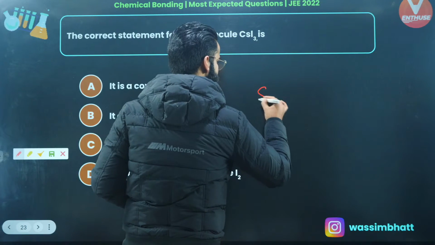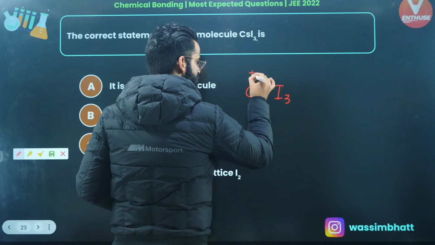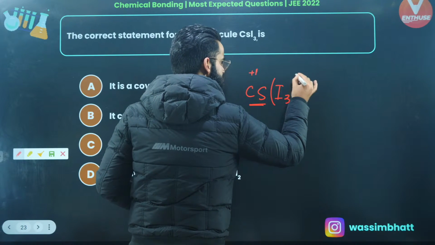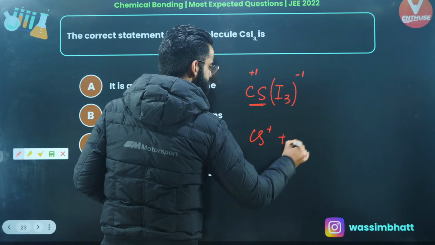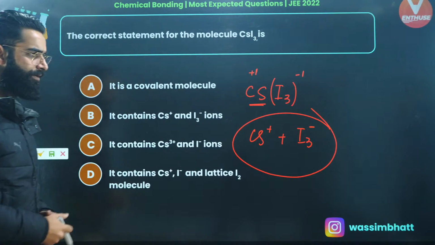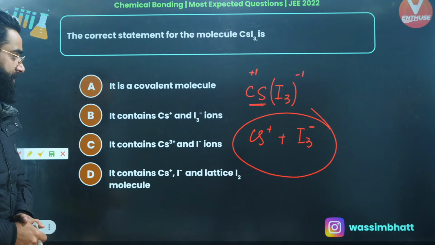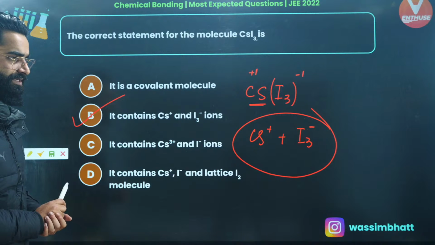If you talk about CsI3, cesium is the group first element, so it's going to show +1. So these 3 iodines will show -1, right? So over here, you'll be having 2 types of ions, Cs+ and I3-. These are the 2 ions which you'll be having over here. So basically, do remember in case of CsI3, it contains Cs+ and I3- ions. As simple as that. Option B is the one which is correct. Yeah?